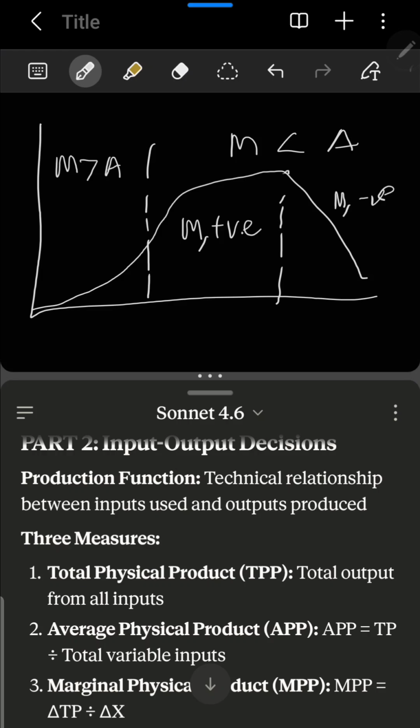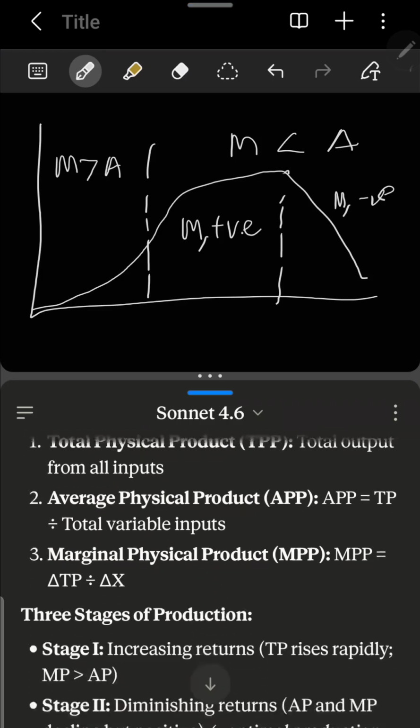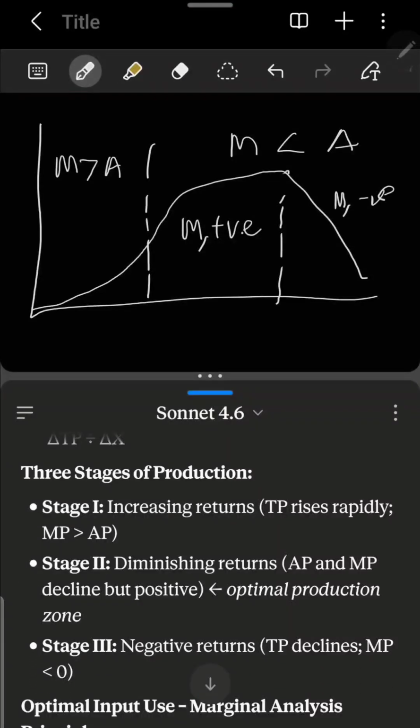That is what brings about this curve. Okay, so the 3 stages. The first stage is the stage of increasing returns. The total product rises rapidly. So this is the area under, the total product, if I'm not mistaken. It rises rapidly. Then at this stage, the marginal physical product is greater than the average physical product. You can clearly see that.